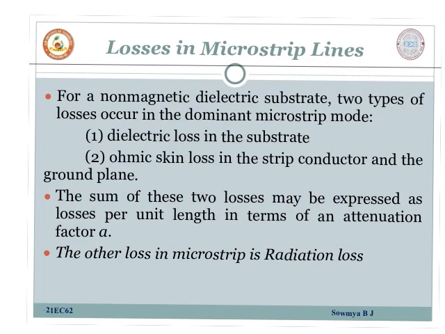Let us discuss the losses in microstrip lines. For a non-magnetic dielectric substrate, there are two types of losses which occur in the dominant microstrip mode. One is the dielectric loss in the substrate, and another is the ohmic skin loss in the strip conductor and the ground plane.